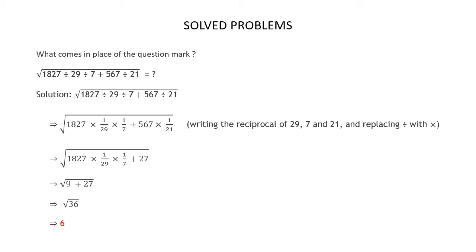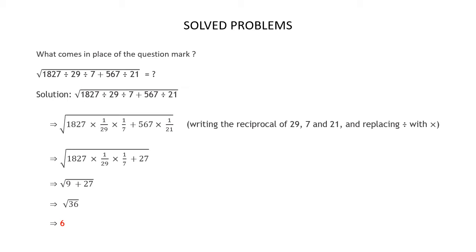So you have the expression now as square root of 1827 multiplied by 1 by 29 multiplied by 1 by 7 plus 567 multiplied by 1 by 21. Now 567 multiplied by 1 by 21 is 27. So you'll get square root of 1827 multiplied by 1 by 29 multiplied by 1 by 7 plus 27.